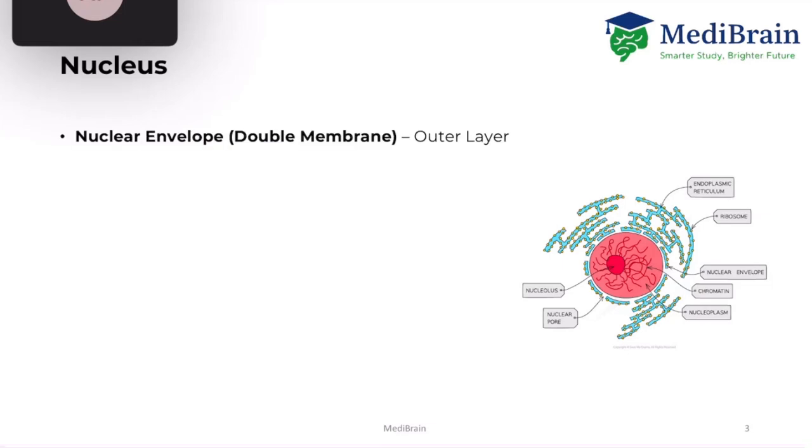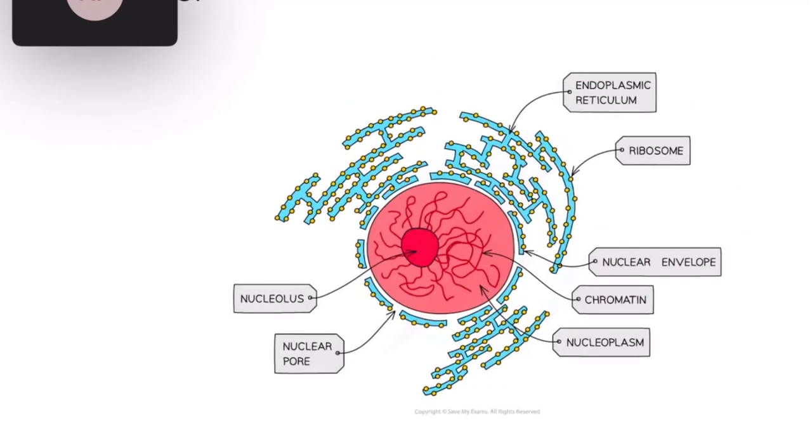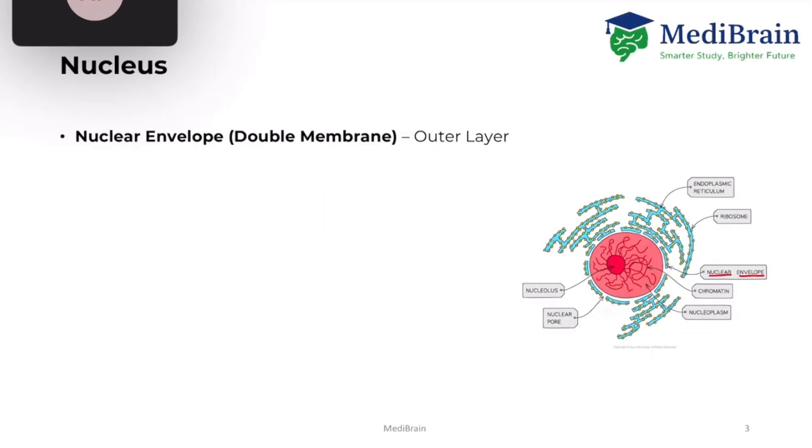The first component of the nucleus that you are required to know is the nuclear envelope. That's the double membrane, and it's the outer layer of the nucleus. If we have a look at this image, this is our nucleus. This outer membrane is labeled as the nuclear envelope, which this arrow is pointing at. So the nucleus has a double membrane, the outer layer of the nucleus, and that's called the nuclear envelope.